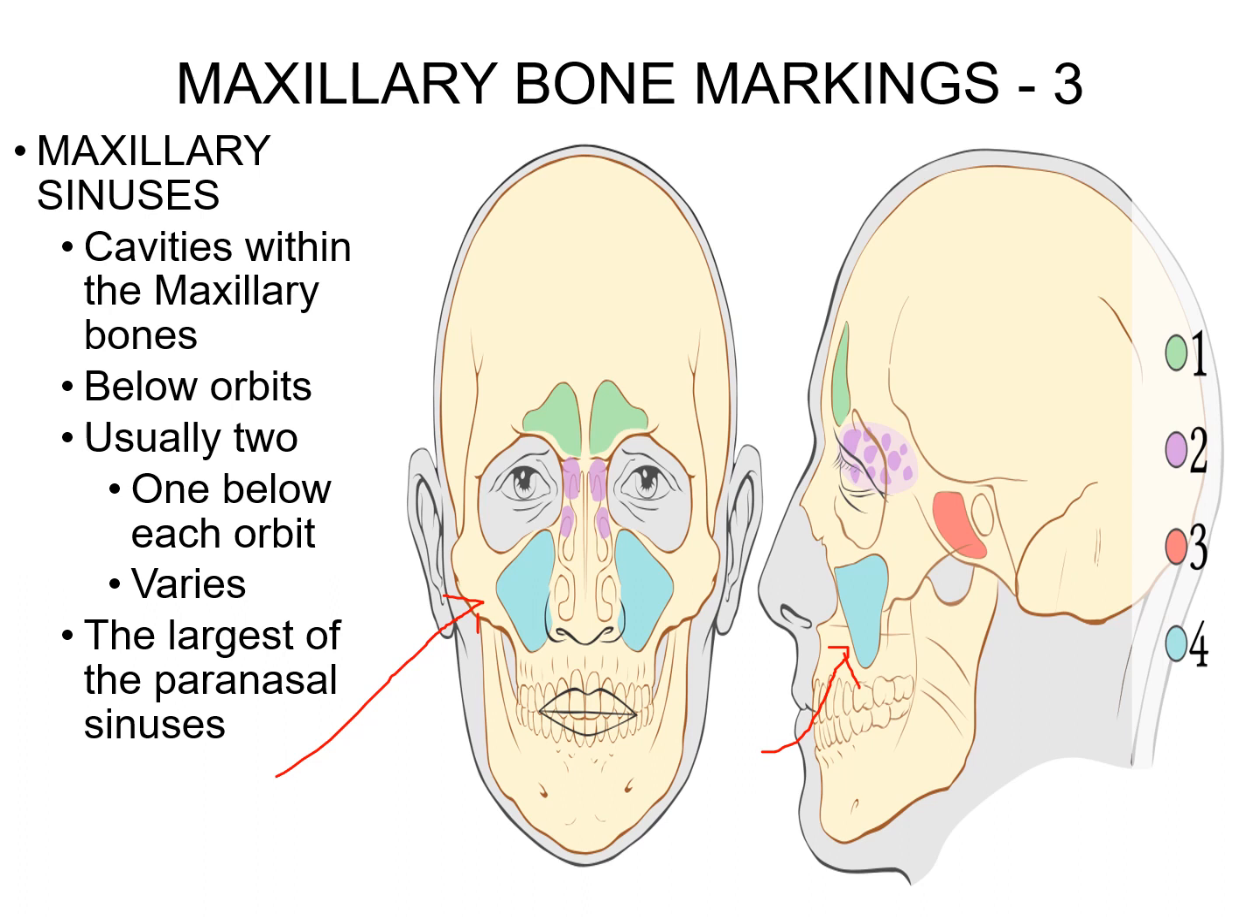So just to recap all the sinuses, number 1 in green, those are the frontal sinuses. Number 2 in purple, those are the ethmoid sinuses. Number 3 in red, that is the sphenoid sinus. And then number 4, in blue, are the maxillary sinuses.